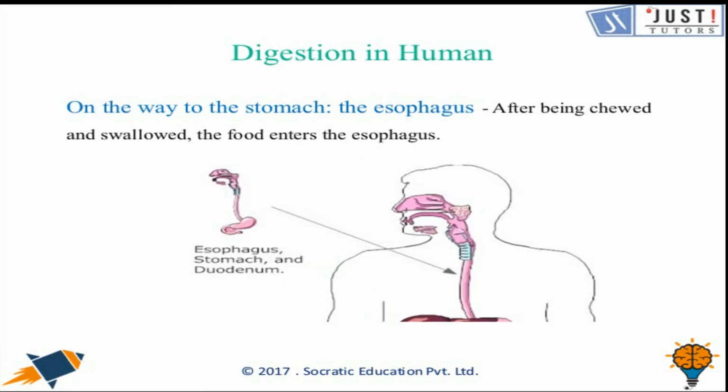Next, on the way to the stomach, the esophagus. The esophagus is a long tube that runs from the mouth to the stomach. It uses rhythmic wave-like muscle movement called peristalsis to force food from the throat into the stomach. This muscle movement gives us the ability to eat or drink even when we are upside down.